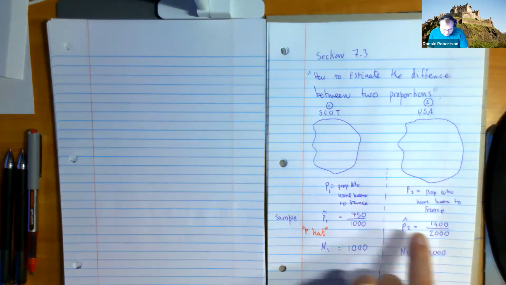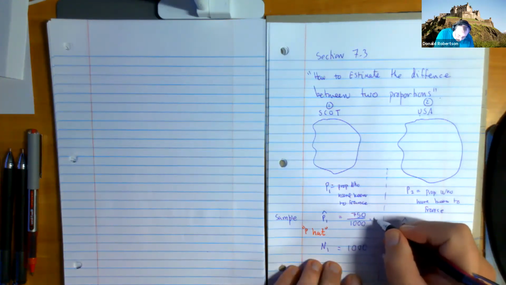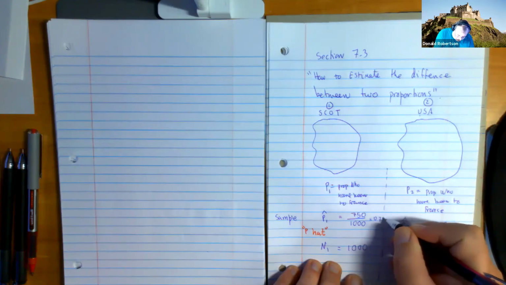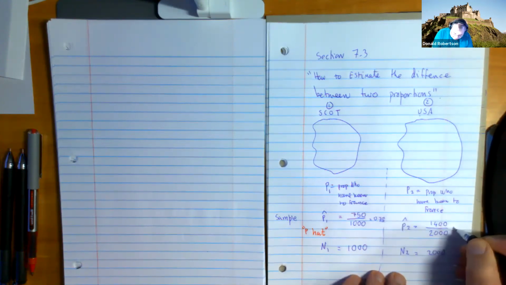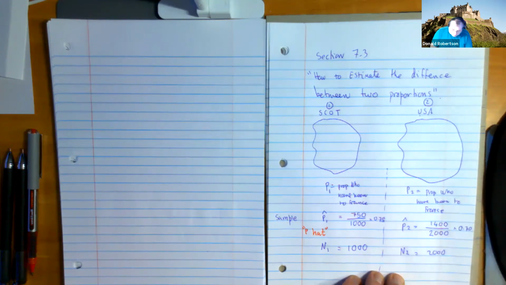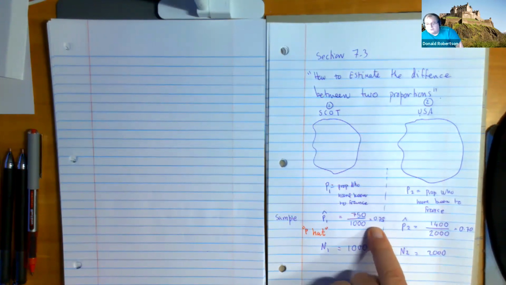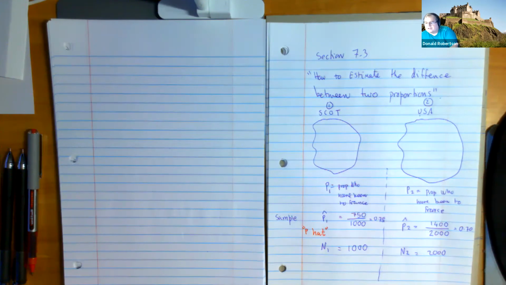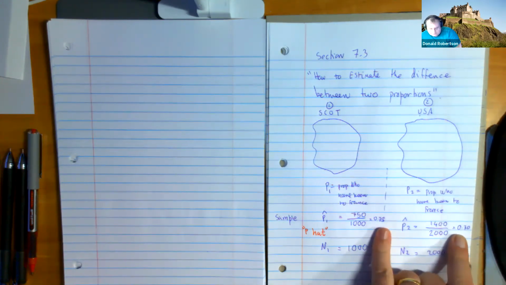Now, these two guys get turned into decimals. So that's 0.75. And this guy here is 0.7. So superficially, would you agree it looks like more Scottish people have been to France than Americans? It's about 75% compared to 70. Now, the question really boils down to, is that difference significant or not?